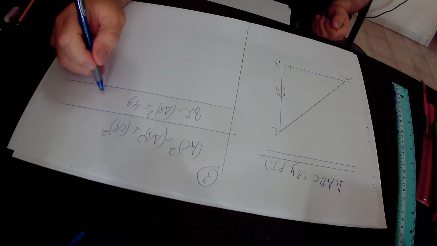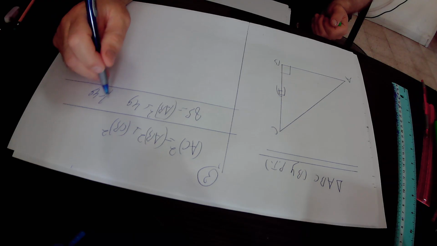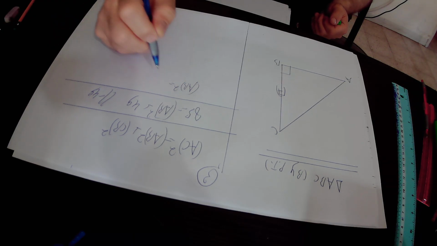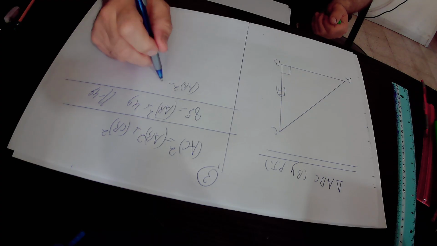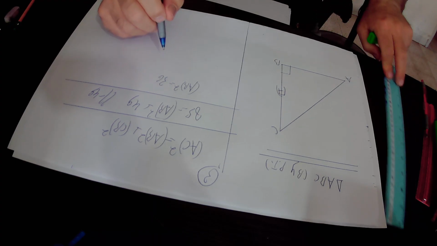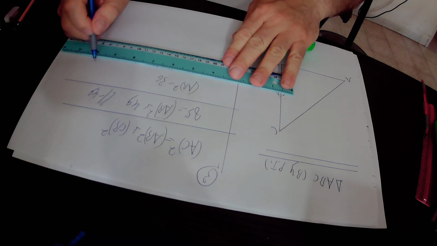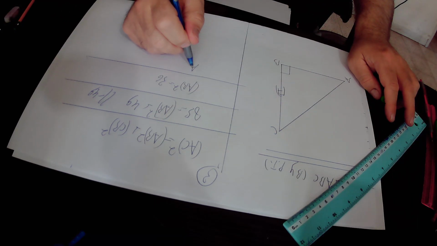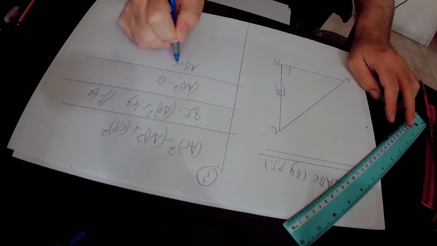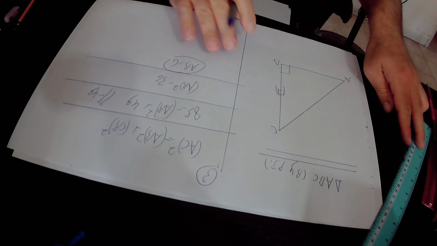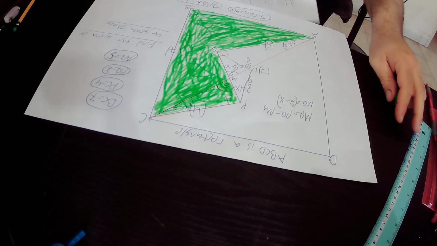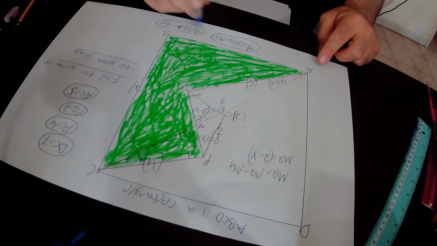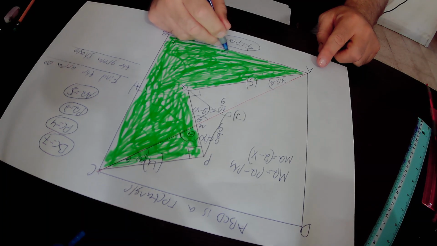Here we subtract 49 from this equation, and we get that AB squared equals 85 minus 49, which is 36. So AB squared equals 36. We take the root of this equation, and we get that AB equals the square root of 36, that is 6. So here, this is side AB, which equals 6 units in its length.